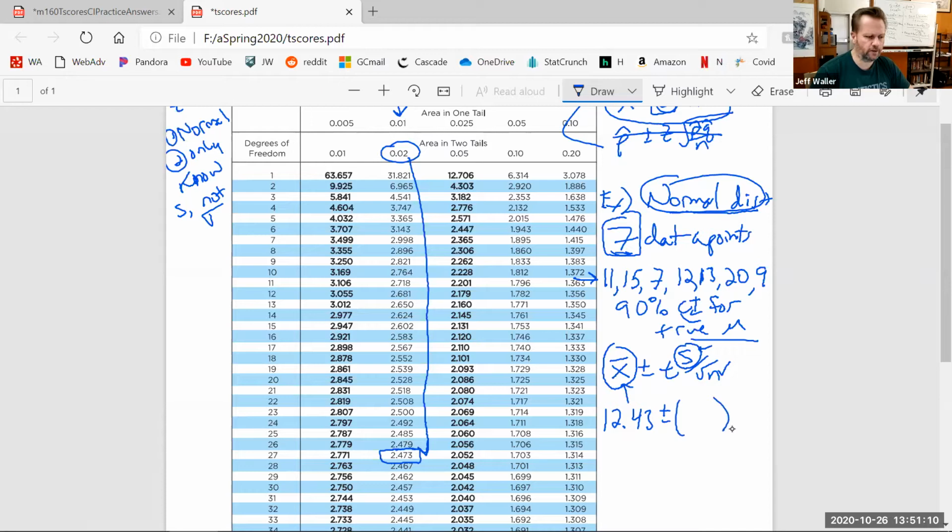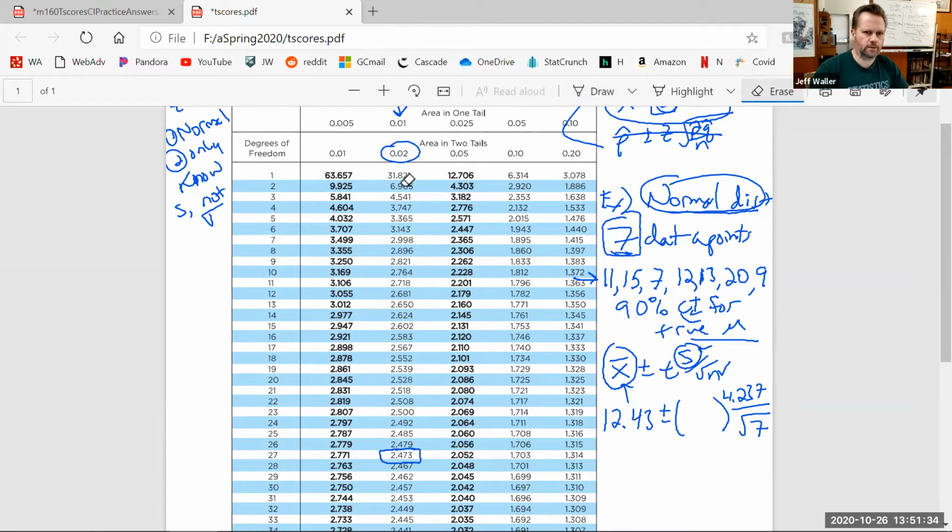Let me get all my other stuff in here. S was 4.237. That's what we just calculated, divided by square root of 7. So now we got to look up the t-scores. Everybody with me so far? Okay.